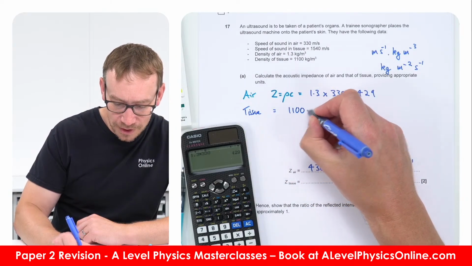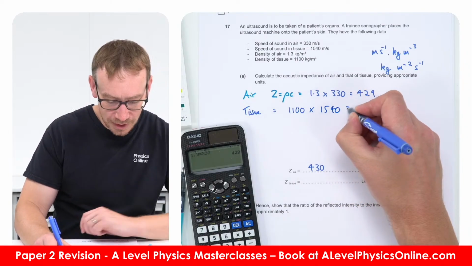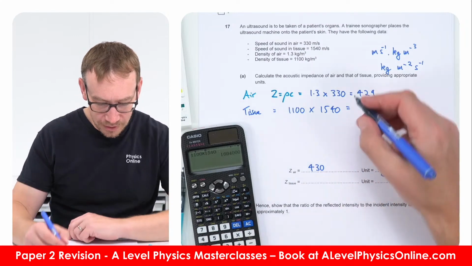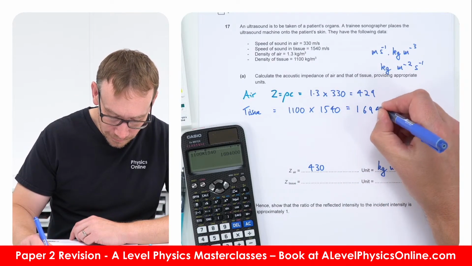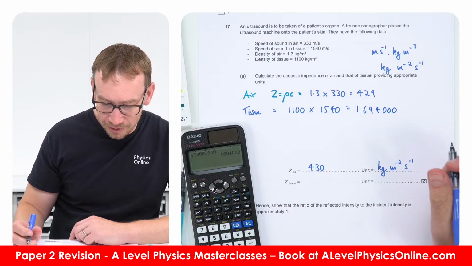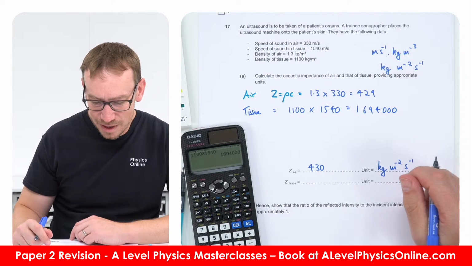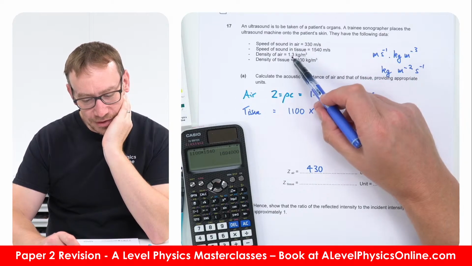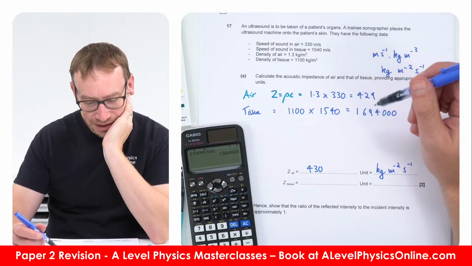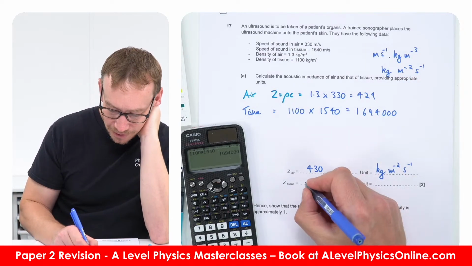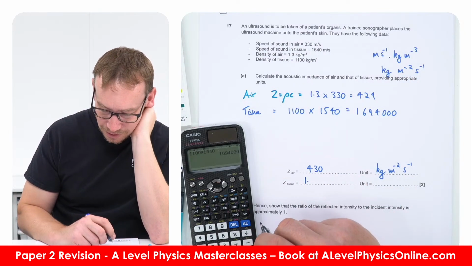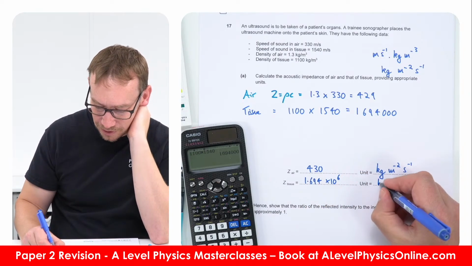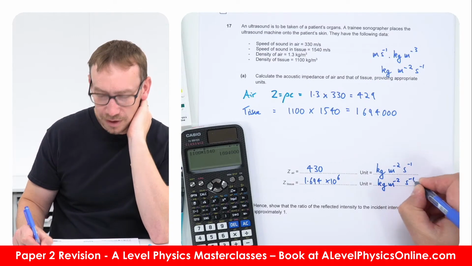And then of course if we're looking at the tissue, that's going to be equal to the density, which is 1100, times the speed, 1540, which is equal to 1694000. I suppose they've given their data to 4 significant figures up here. That's to 2, that's kind of to 4 strictly speaking. So I could give that as 1.694 times 10 to the 6. And again, the units would be kilogram meters to the -2 second to the -1.